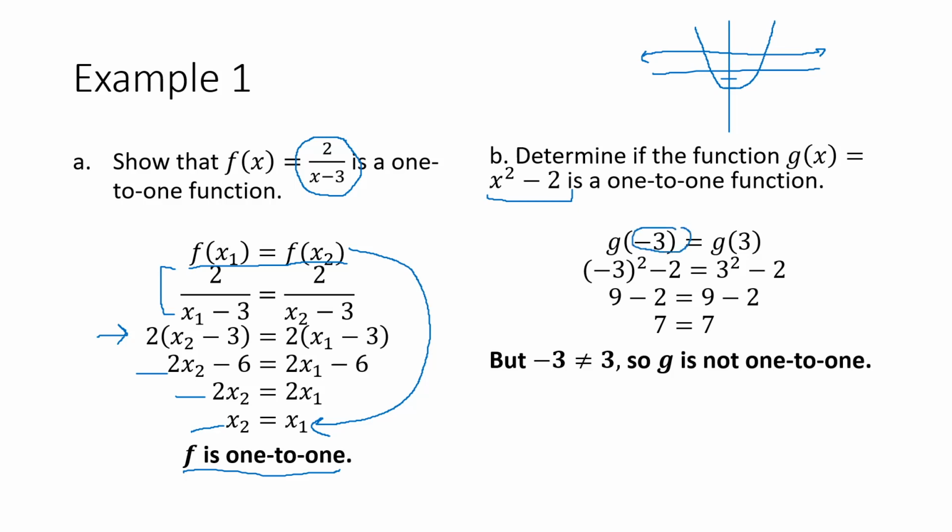So plug negative 3 into the function and plug positive 3 in. You'll get negative 3 squared minus 2, that's 7. But if you plug positive 3 in, notice you're going to get exactly the same thing. So what that means is we chose two different inputs and we got the same output. In other words, if we went up to a height of 7 and drew a horizontal line, we would get an x of positive 3 and also an x of negative 3 that would cause the same output. That means that this is not a one-to-one function.